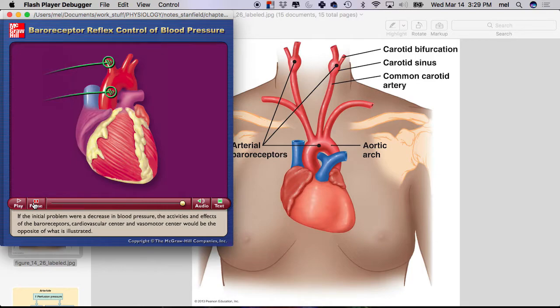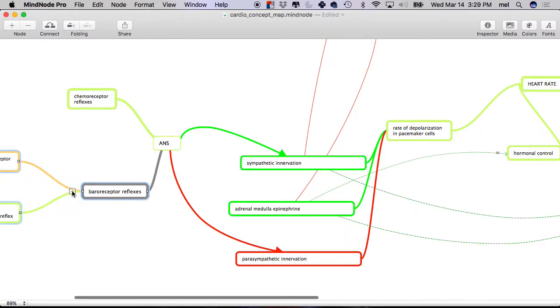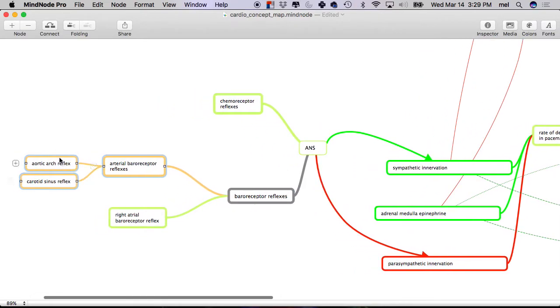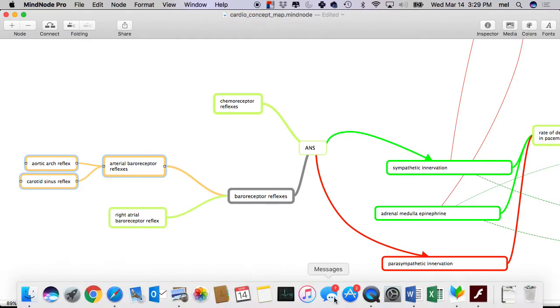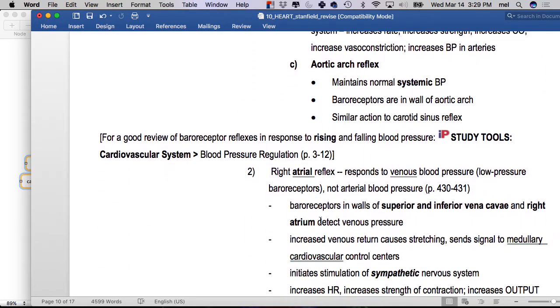You got it? Okay. So that is the baroreceptor reflexes, and those are the arterial baroreceptor reflexes. There are two of them: aortic arch and carotid sinus. They work pretty much the same, okay? And then this one is different, so I need you to listen and switch gears in your head for just a second. These are called the right atrial baroreceptor reflexes, and these are back end baroreceptor reflexes.